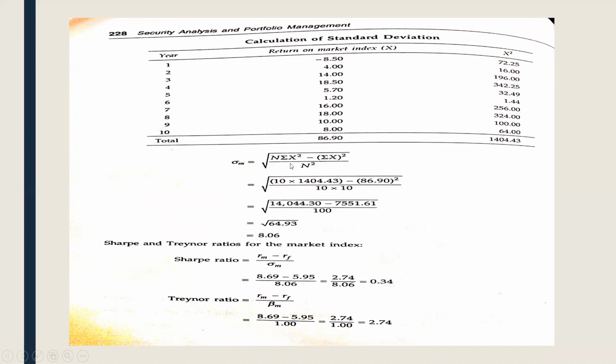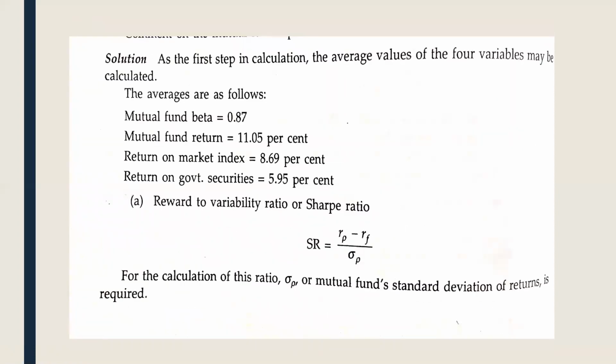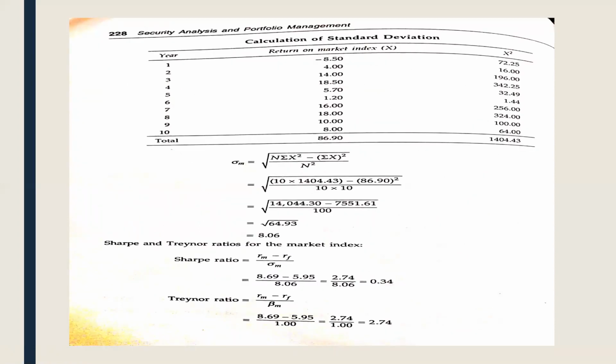N is 10, sigma x square is 1404.43 and sigma x whole square is 86.90. By substituting the values in the equation, we'll get the standard deviation of the market index as 8.06. So the market index return minus risk-free rate of return. The market index return is 8.69 minus the return on government securities, which is 5.95, divided by the standard deviation that we calculated now, which is 8.06. We'll get the answer as 0.34.